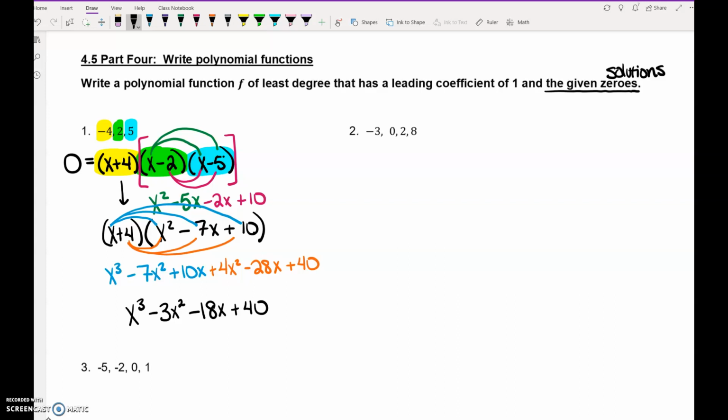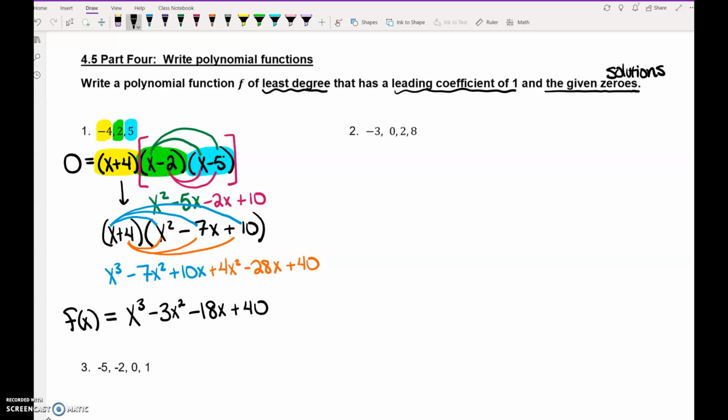Okay, now the other pieces of this direction. Write a polynomial function f. That means name this thing f of x. So write f of x equals in front of it. Of least degree. We have 3 solutions, so our degree should be 3. Basically, they just don't want us to add any extra x's in there. They don't want us to stick anything extra in there. So least degree just means these 3 things need to be the only solutions, and if there's 3 solutions, that means that the degree of the function should be 3.